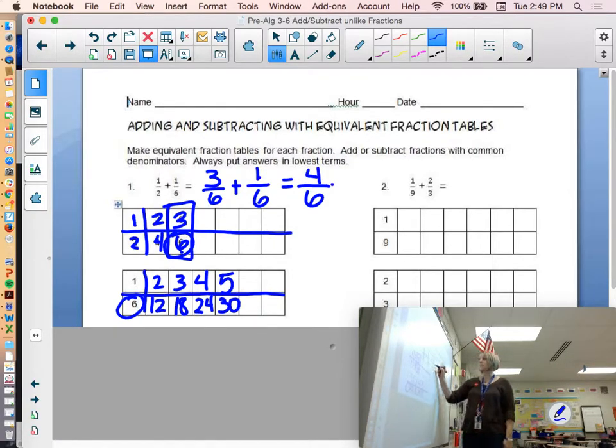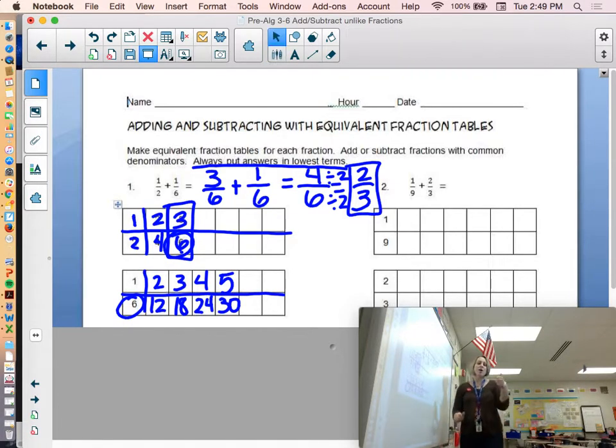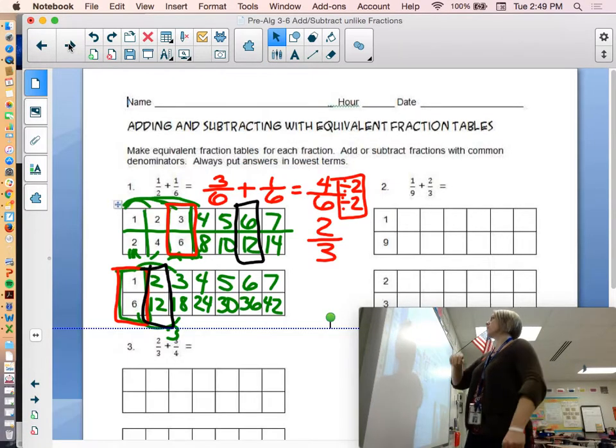Then don't forget to simplify. Always put answers in lowest terms, or simplify. So divide by 2, divide by 2. 4 divided by 2 is 2. And 6 divided by 2 is 3. So our answer is 2/3. If you already knew that, awesome job. Keep up the great work.